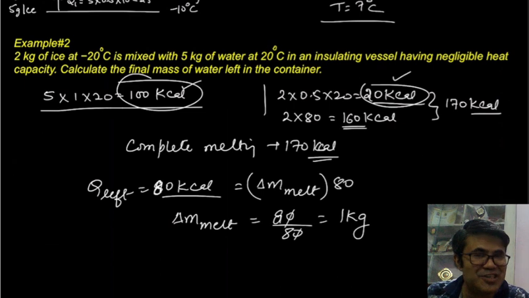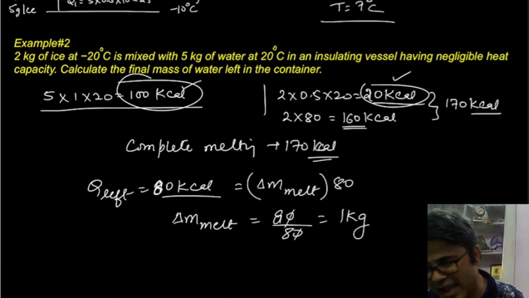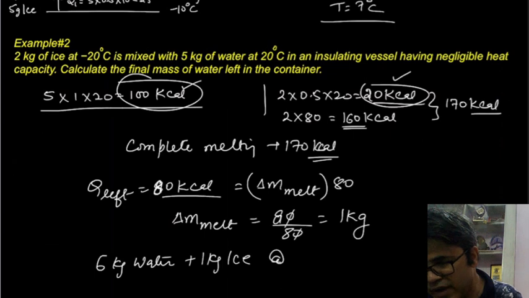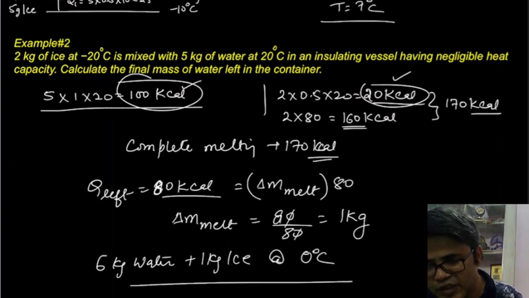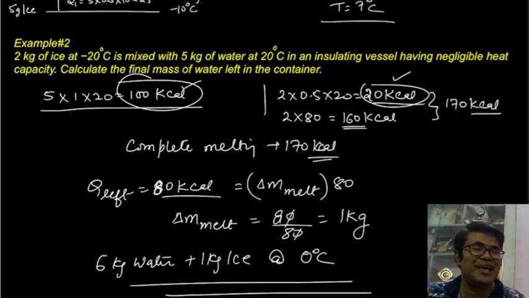Already you had 5 kg of water, and now 1 kg of ice has also melted. So finally what will you have? You will have 6 kg of liquid water plus 1 kg of ice at 0 degrees Celsius. So finally you will have an ice-water equilibrium at 0 degrees Celsius. So do it like that.